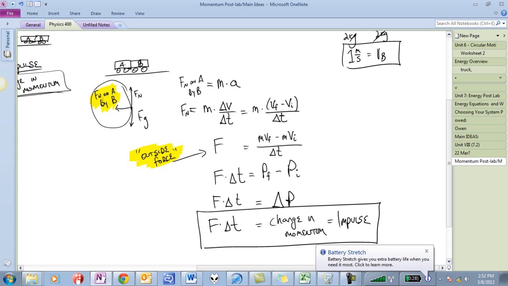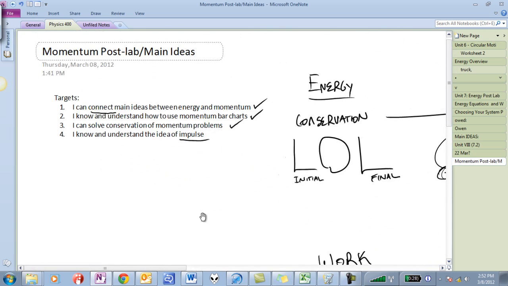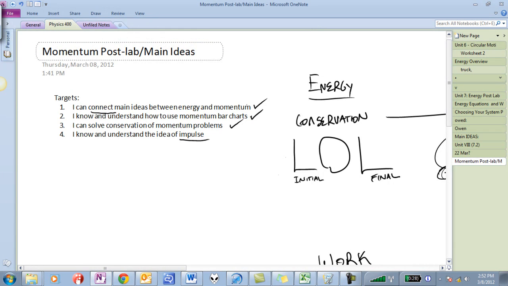So this concludes what we've talked about. Going back to our targets over here, we can see that there is a connection between energy and momentum. We can see how we use momentum bar charts. We'll be using those in every single example from here on out. Conservation of momentum problems, like I said, that's going to be the worksheet. And last but not least, I know and understand the idea of impulse.